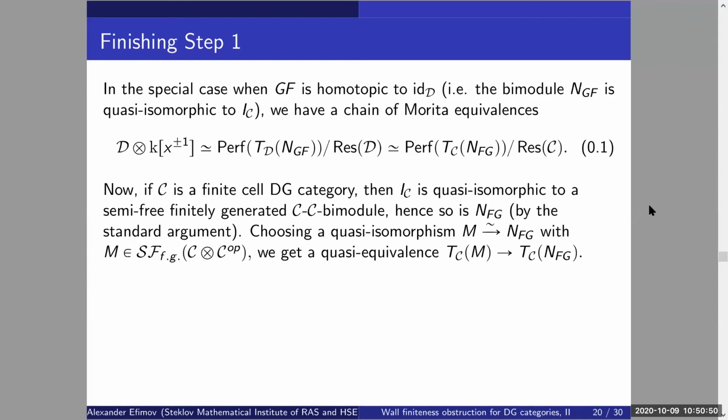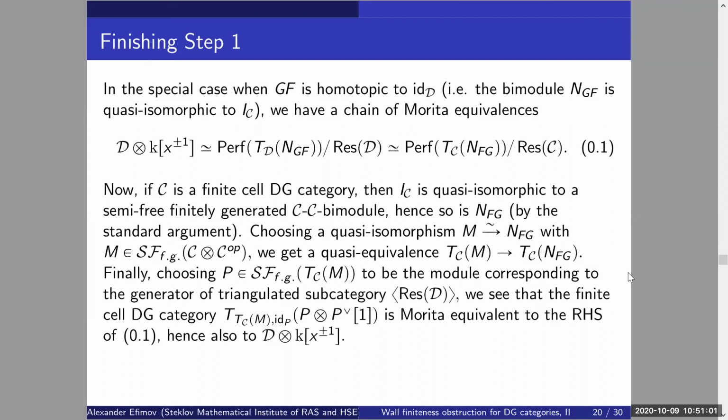And we get a quasi-equivalence between this tensor algebra. So we get this tensor algebra of some semi-free finitely generated bimodule. And then, as I already explained, if we want to mod out by something, and this something is generated by a single object, we just choose this semi-free finitely generated module over this tensor algebra. So this is finite cell. So tensor algebra of M over C, this is finite cell. So we choose a semi-free finitely generated module.